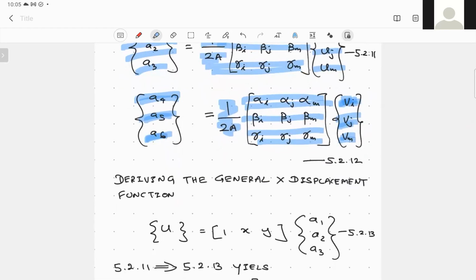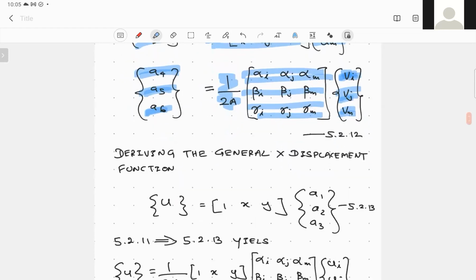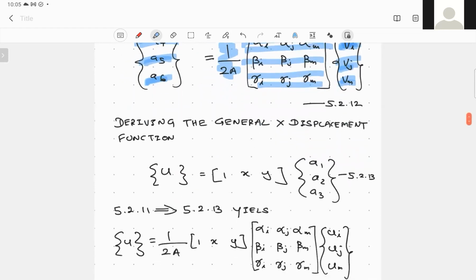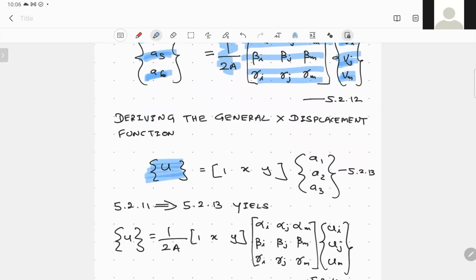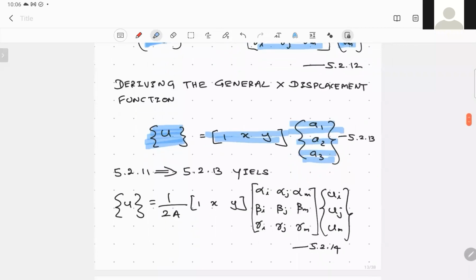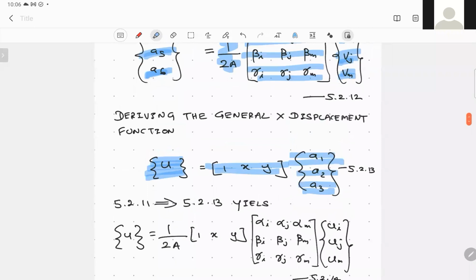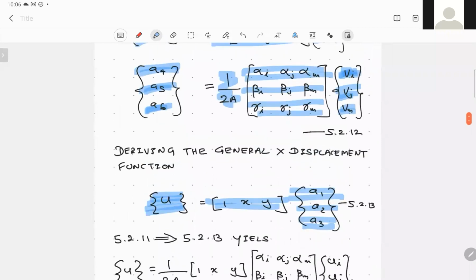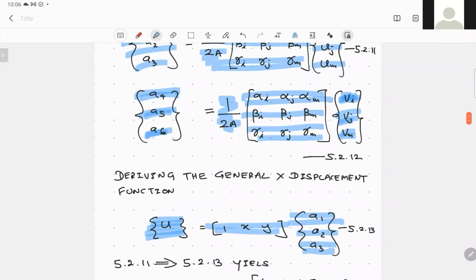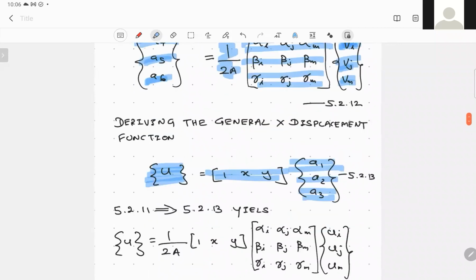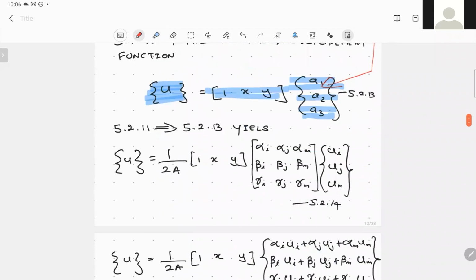So if we write down in general, what we are interested in is obtaining the displacement function u in the x direction as well as the y direction. It is nothing but this equation which we derived when we defined the displacement functions. Since we already found a1, a2, and a3 using equation 5.2.1, we can simply substitute these values and obtain a generalized displacement function for u.